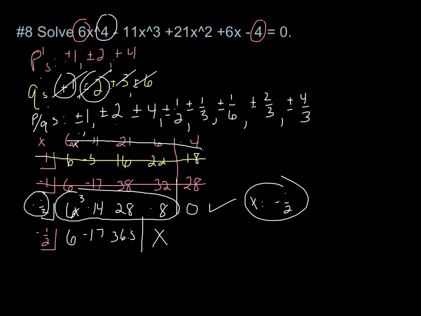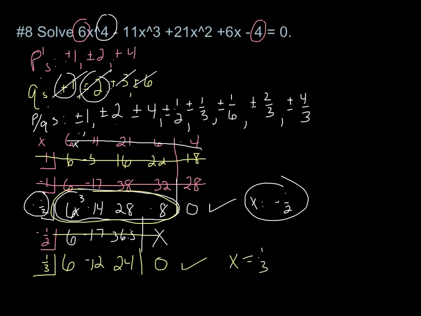I'm going to just pick another one of my fractions. I'm going to try the 1/3 with the new depressed polynomial. Let's try him. So this guy didn't work. Cross him out so I don't get confused. Go back to this white row. Drop my 6. 1/3 of 6 is 2. Minus 14 is negative 12. 1/3 of negative 12 is negative 4. And 28, that's 24. And 1/3 of 24 is 8. 8 minus 8 is 0. Cha-ching! Sweet. So x equals 1/3 is a root.